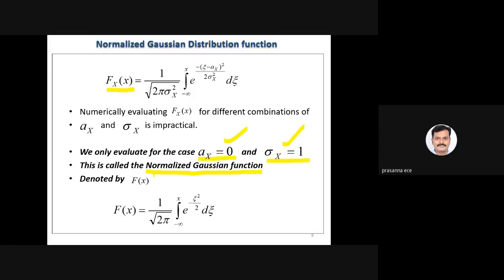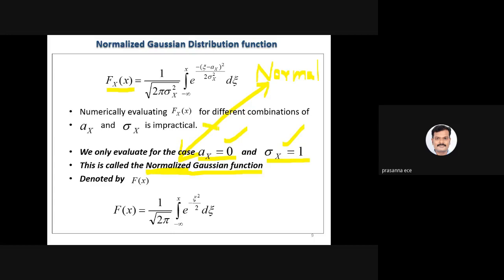You should not confuse this normalized with the name normal. That is different. Previously we said that the Gaussian function is also called a normal distribution, right? That is different and this is different. Normalization is not the same as normal.